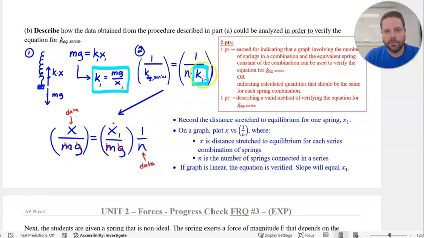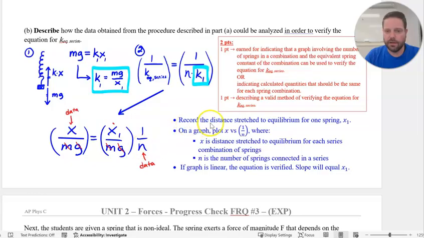Then my slope here, which would be this 1 over k for 1 spring, would be using that x1 as a measured constant. So that's going to be a constant variable that we determined right out of the gate, as long as we kept the mass the same. Then it would divide out and not matter.